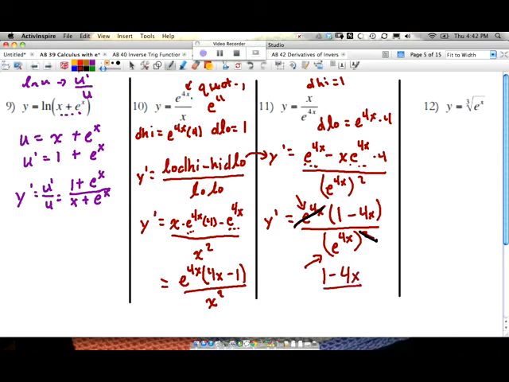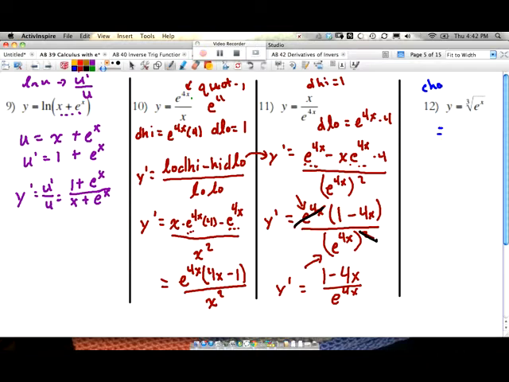So now I have 1 minus 4x over e to the 4x. That totally looks like something they would do on the AP test. Why? Because it looks simple, but there are so many layers in that. All right, let's use a new color here. Blue looks good to me.